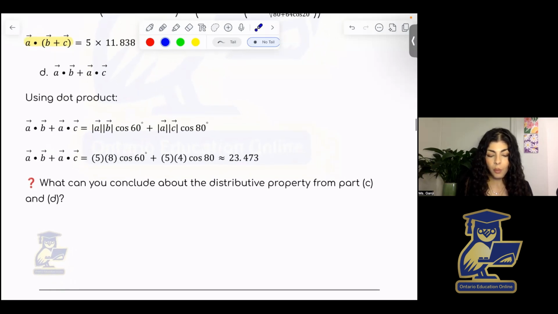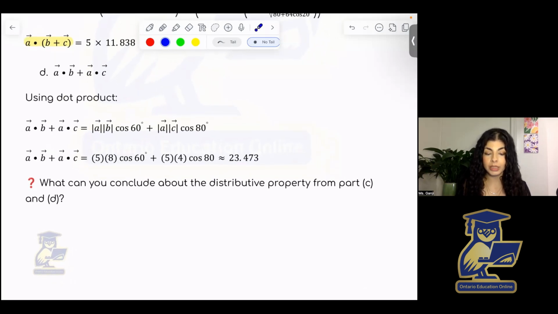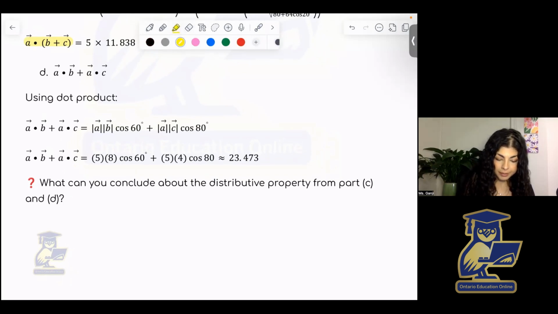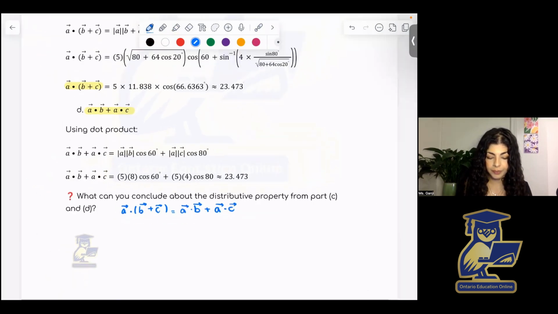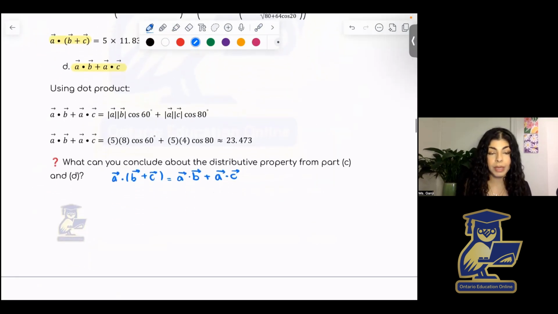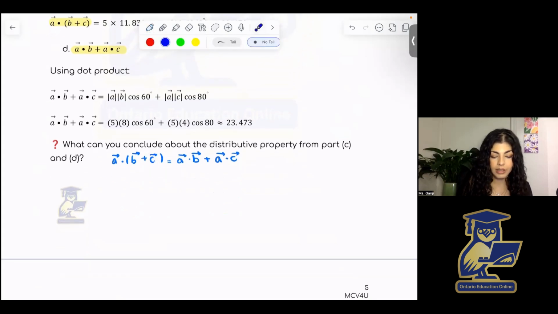And so what can you conclude about the distributive property from part C and D? I remember here we have this. And what you've done is you've shown that those two highlighted expressions are the same. So then we do have distributive property with the dot product. So if you have A dot product B plus C, then this is the same as taking the dot product with the first vector and the dot product with the second vector that is being added together. And remember, this will be a scalar in the end. This one will be a scalar, and then this is a scalar plus a scalar, so they're both scalar quantities.